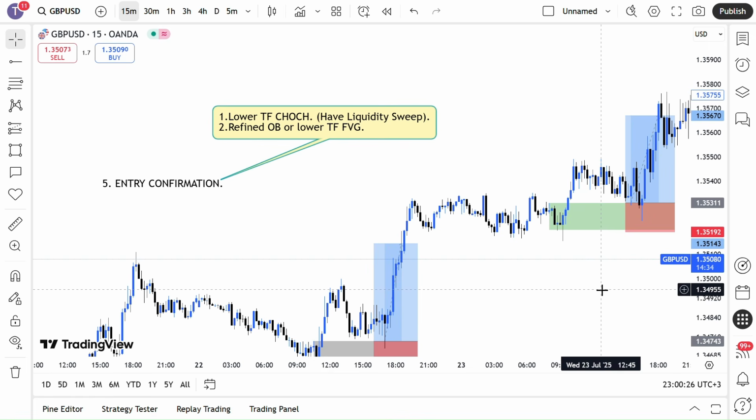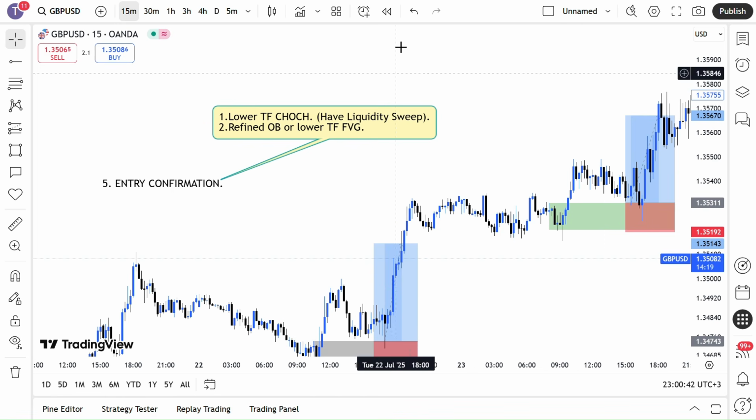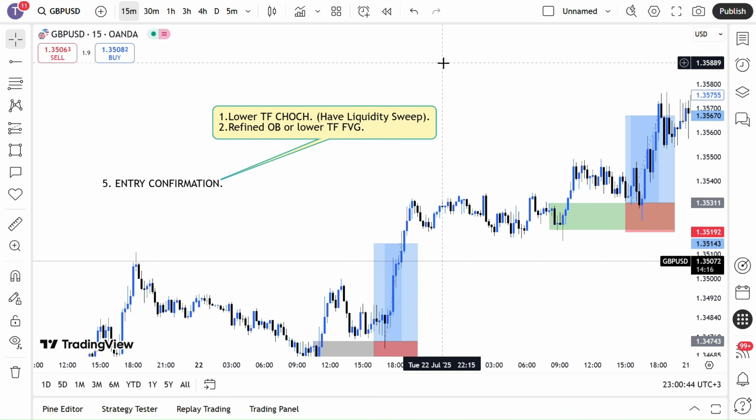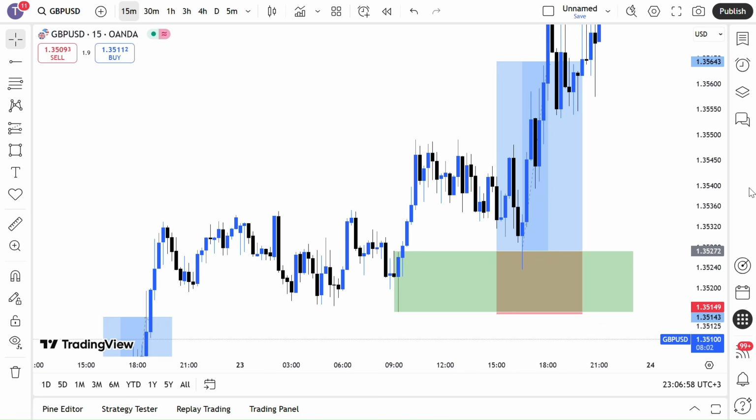So in all that, before trading, also apply good risk management. You should use a lot size that is appropriate for your risk plan.